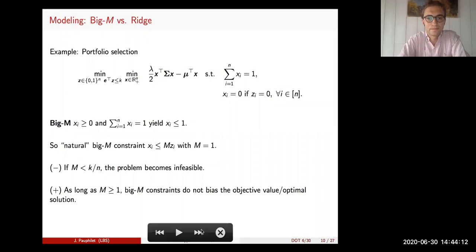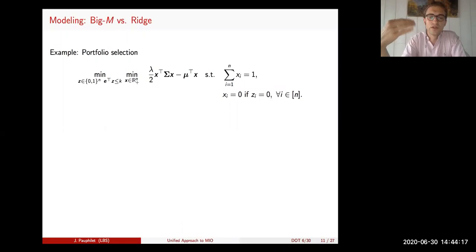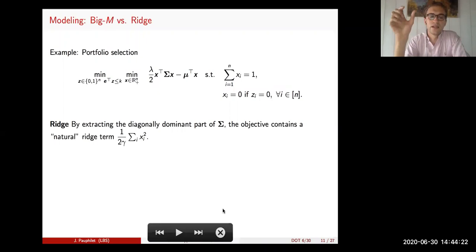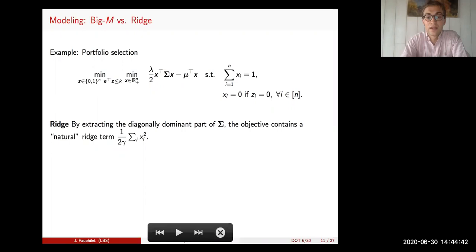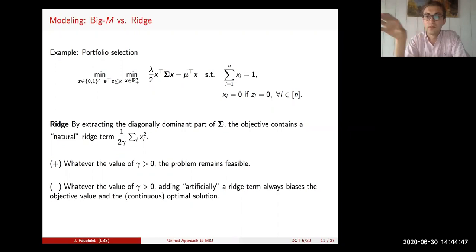But typically, I would like to argue that we could do the same kind of reasoning for ridge regularization. Namely, in the objective I have a quadratic term, and since sigma is a semi-definite matrix, I could extract the diagonally dominant part and extract a strongly quadratic term, a natural ridge term as well, 1 over 2 gamma times the sum of the Xi squared. Here, the good thing is that whatever the value of gamma, I didn't change the feasible set. It's not a constraint, it's a soft penalty on Xi, so the problem remains feasible if my original problem was.